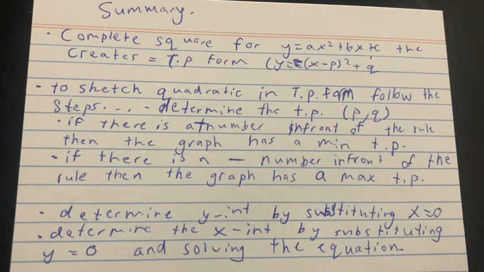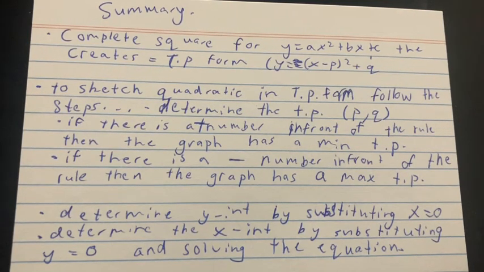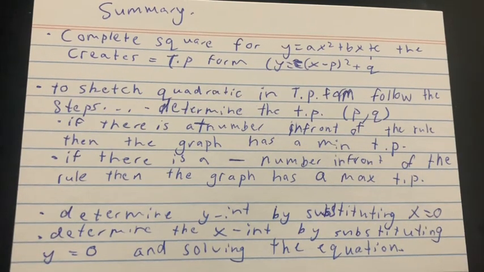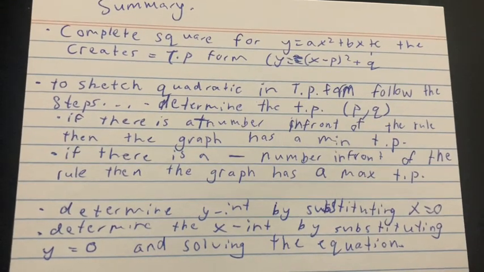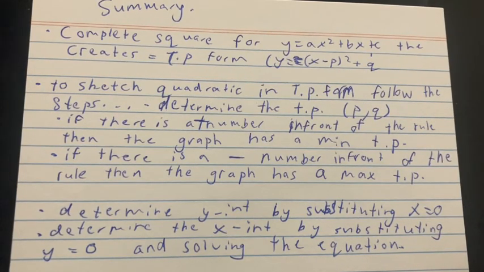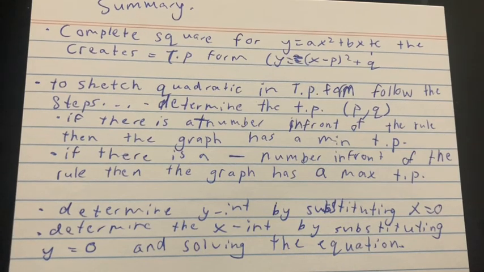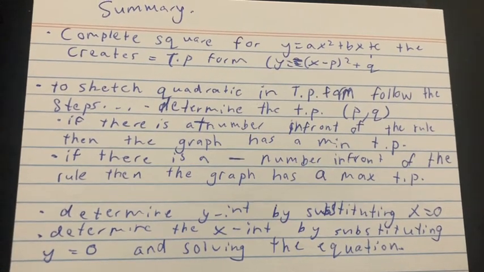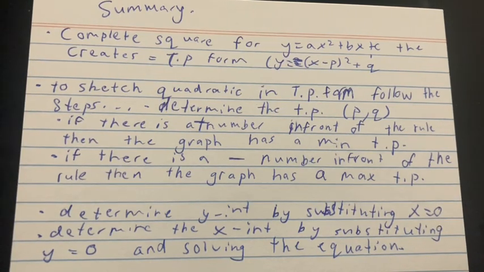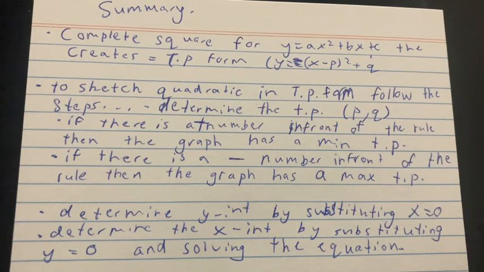If there is a number out the front of the brackets and it is positive, the parabola has a minimum turning point, meaning it goes like a U shape. When the number outside the brackets is a negative, the parabola has a maximum turning point, like an upside down U, so a sad face. You can determine the y-intercept by substituting x equals 0 and determine the x-intercepts, if any, by substituting y equals 0 and solving the equation.